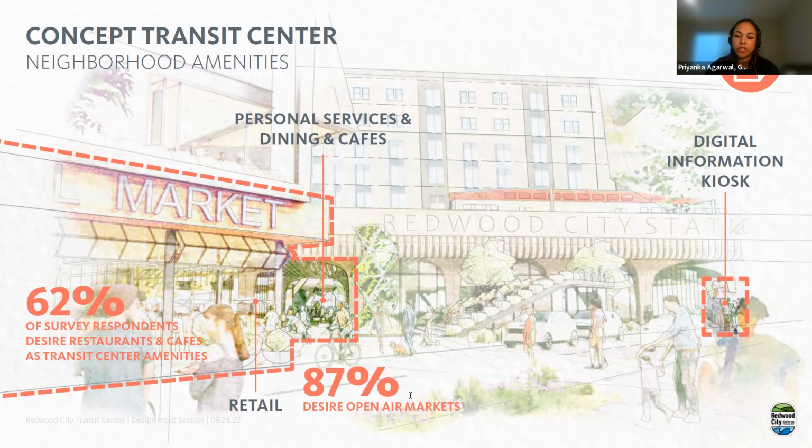Here you can see some of the opportunities for personal services and dining at the transit center, as well as information services that make navigation easier. There are fast and easy ways to provide that through digital information kiosks, where you can look up the bus or train schedule, see a map of the downtown, and find nearby shops and restaurants to explore with friends and family, because another 62% of you had responded with the desire for amenities like these shown here.